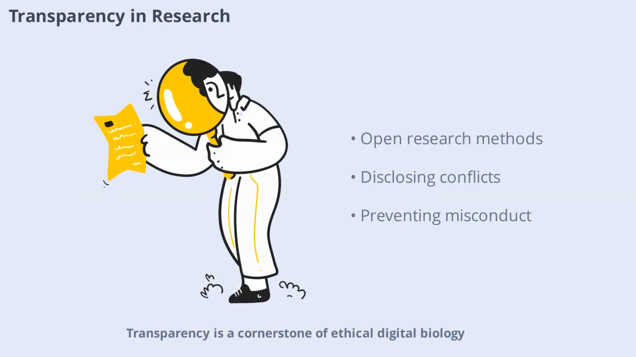Transparency is a cornerstone of ethical digital biology. Researchers should openly share their methods, results, and potential conflicts of interest. This openness allows others to verify findings, builds public trust, and helps prevent misconduct or misuse of technology.